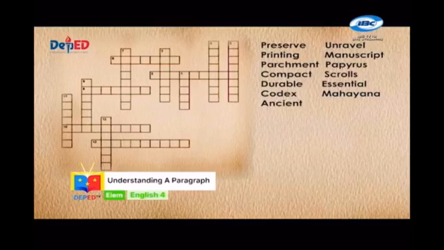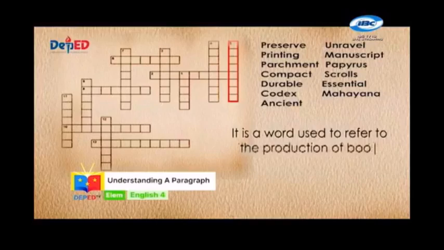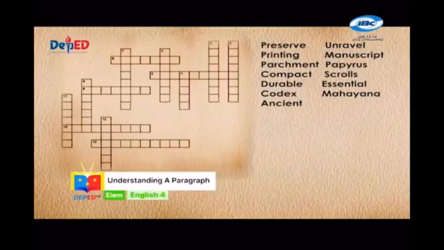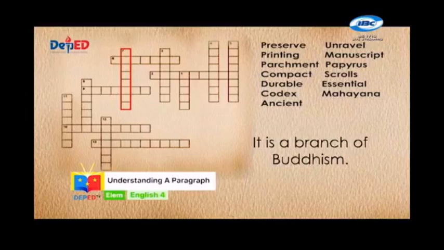Number 5. 8 letters. It is a word used to refer to the production of books, newspaper, and other printed materials. Be sure to check your article for errors before it. Number 7. 8 letters. It is a branch of Buddhism. I have a Chinese friend who shares stories about his religion.